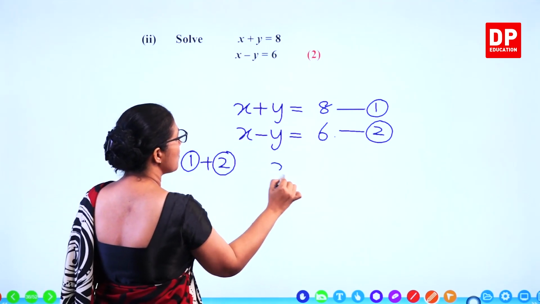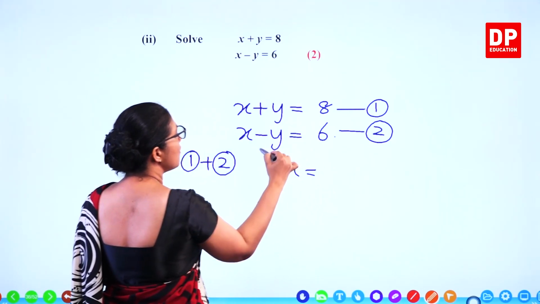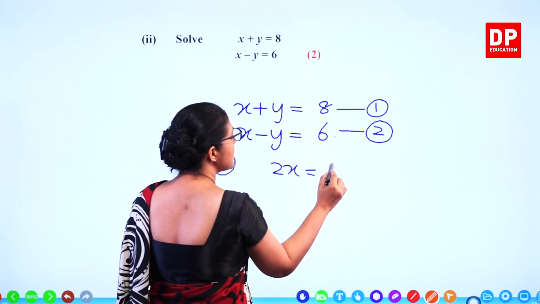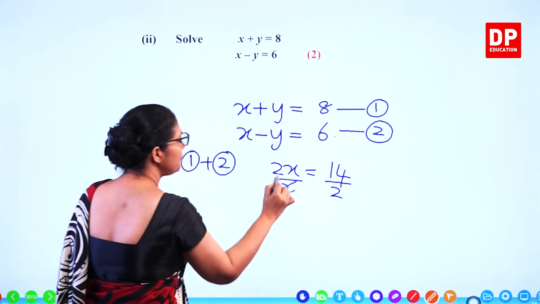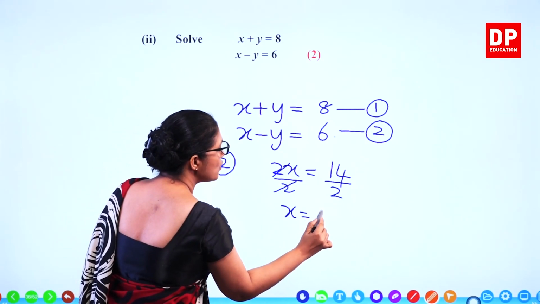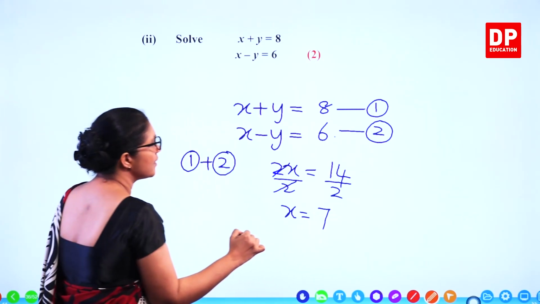X and x becomes 2x. Y gets cancelled out. 8 plus 6, 14. Now divide by 2. X becomes 14 divided by 2, that's 7.